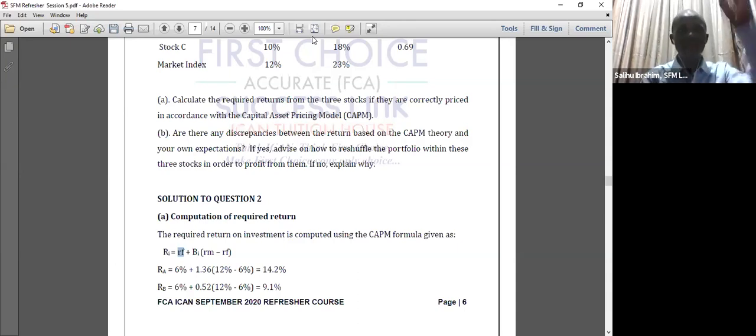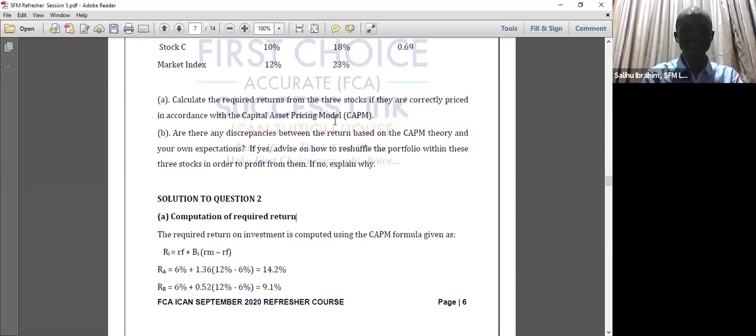So the two are quite different from each other. Okay, you are going to see as we progress, don't worry. Now, this is the formula for my required return, isn't it? That's the formula for my required return. So I will go and compute for each of the assets.